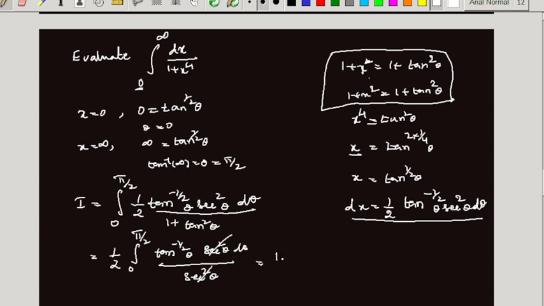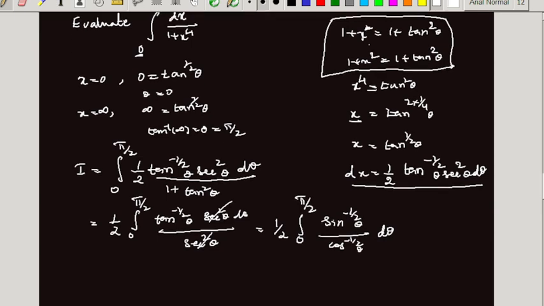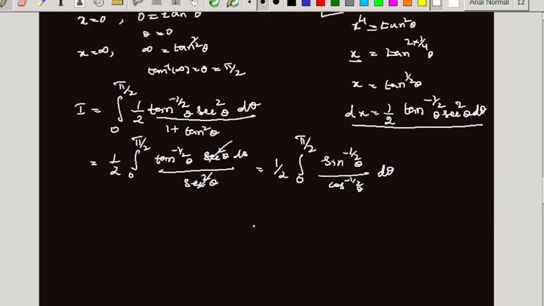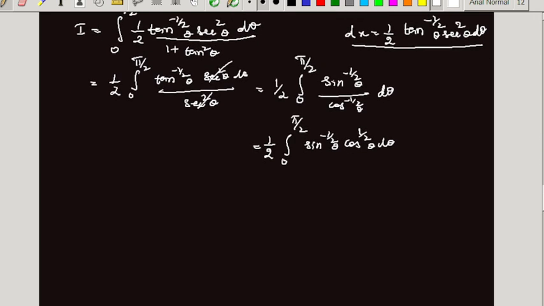We can write it as 1/2 integration 0 to pi/2 tan power minus 1/2 theta, that is sin power minus 1/2 theta dividing by cos power minus 1/2 theta into d theta. So here this one we bring it to numerator. We write it as 1/2 integration 0 to pi/2 sin power minus 1/2 theta into, this minus becomes plus, cos power 1/2 theta into d theta. So this is nothing but the beta gamma function.